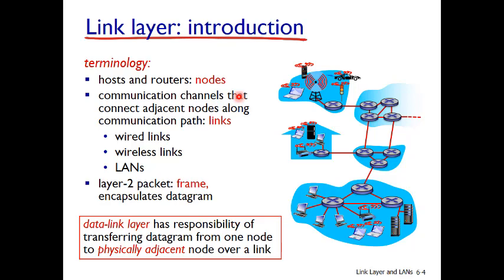By the way, even when we talk about adjacent, it does not necessarily mean they are sitting right next to each other. So say I'm connected to a Wi-Fi access point, and that access point is in the next room. It's still an adjacent node as far as the link layer is concerned. Okay, then the unit of information that's transferred at the link layer is called a frame, and this frame will encapsulate a datagram. So the data link layer has the responsibility of transferring a datagram from one node to another physically adjacent node over a link.